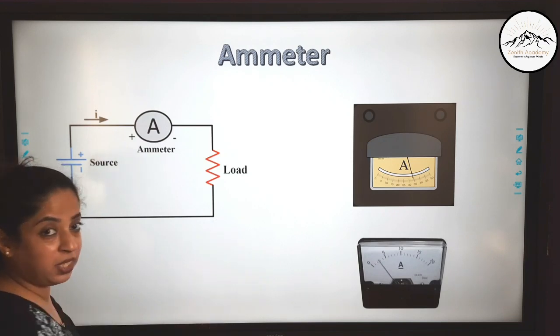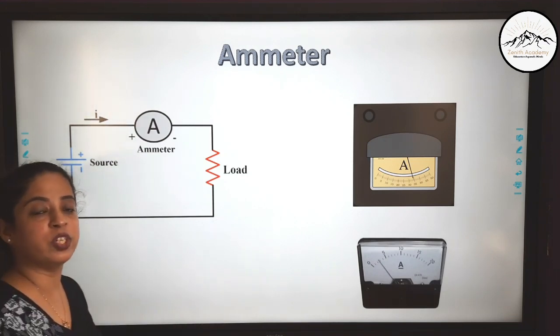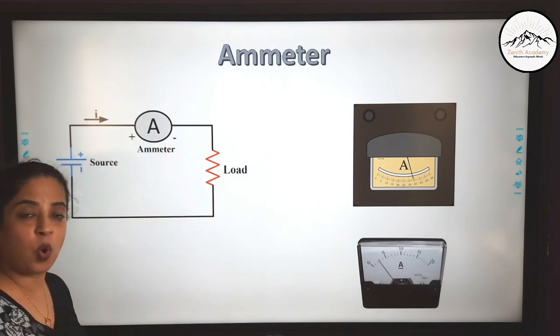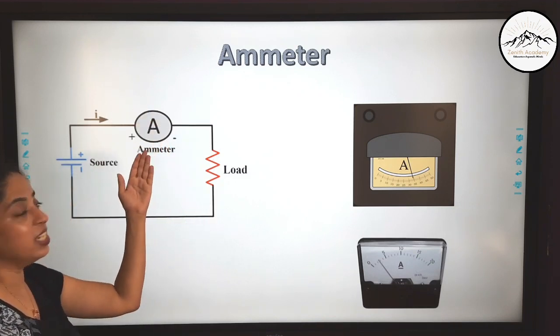So what is an ammeter? An ammeter is a device which measures the current that is flowing in this circuit, and it is always attached in series.